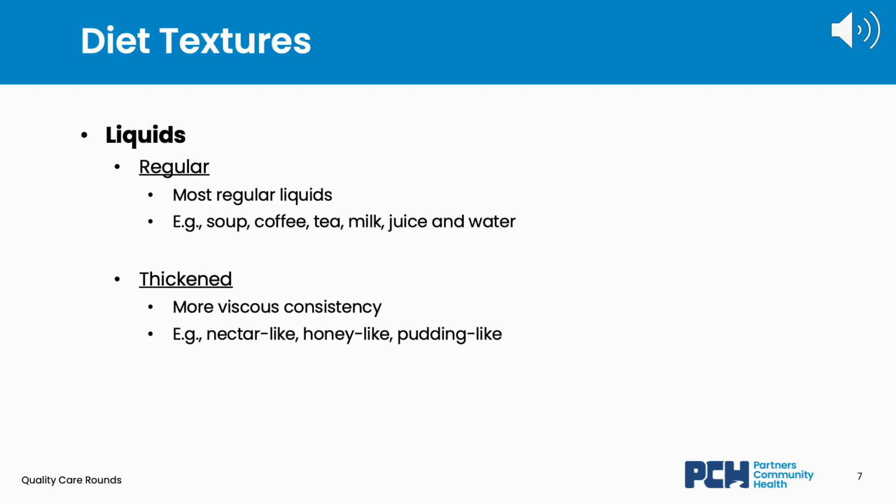On the liquid side, there are 2 main types. The first is regular, which consists of all types of thin liquids including soup, coffee, tea, milk, juice, and water. If the resident, however, is having dysphagia with thin fluids, then a thickened or more viscous consistency may be sought. There are 3 main varying degrees of thickness, starting with nectar-like, then honey-like, and finally pudding-like. When the consistency is pudding-like, liquids are no longer pourable, and they usually require a spoon to consume.